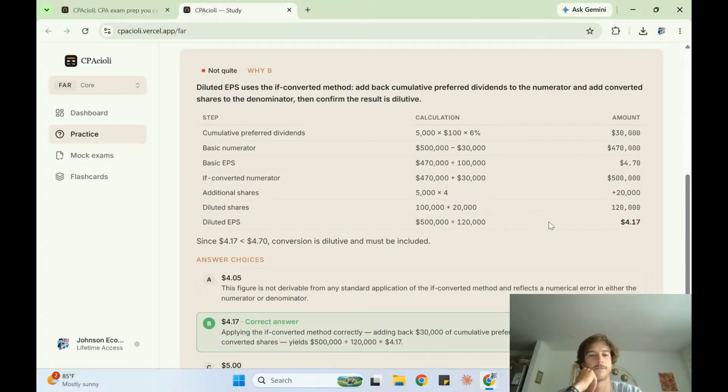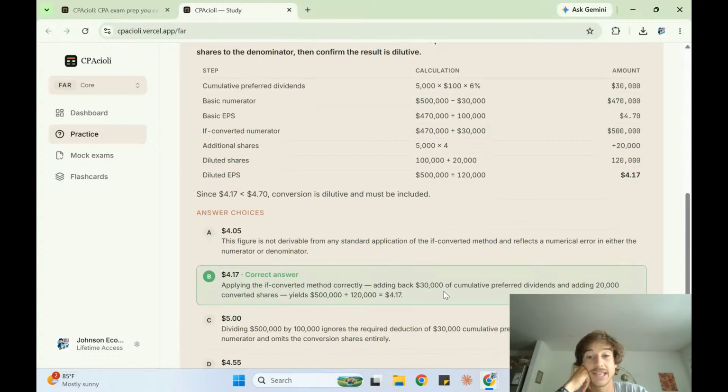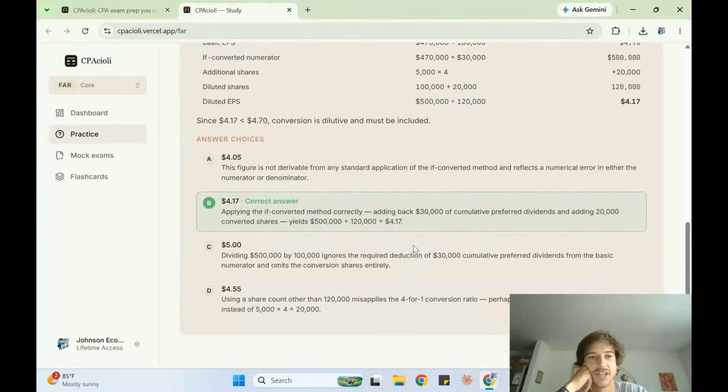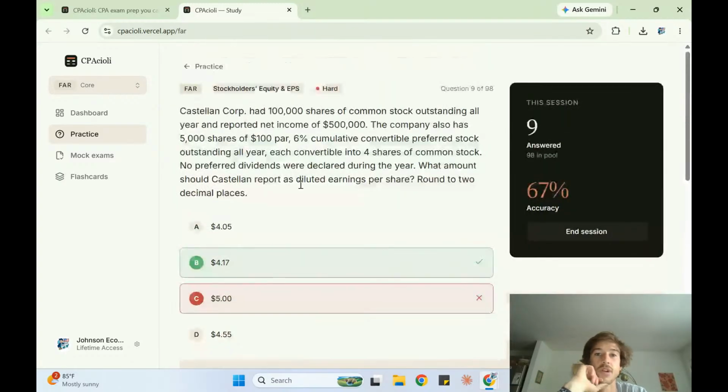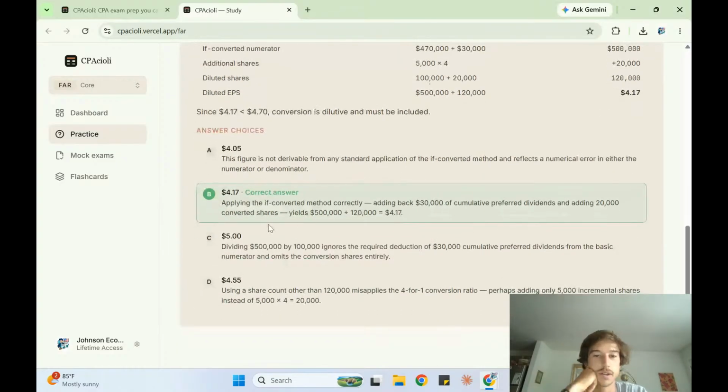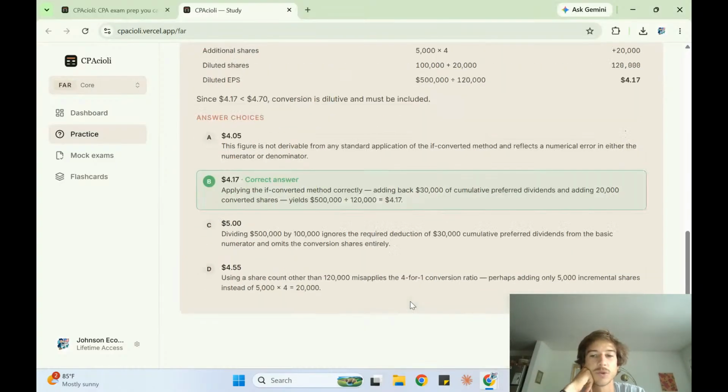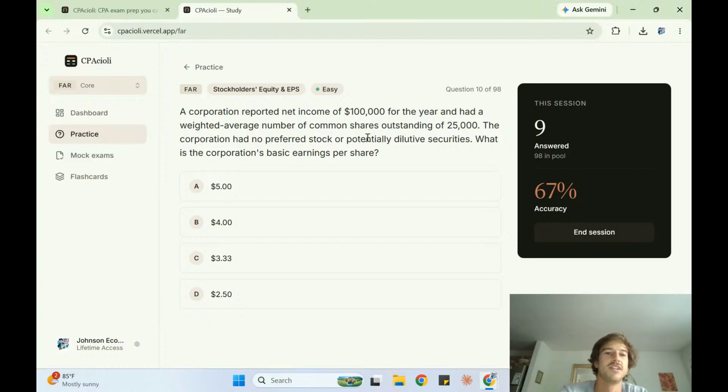Yeah, makes sense. Oh yeah, I like this description here. Simple, straight to the point. Add back $30,000 of cumulative preferred dividends and then you also add to the denominator 20,000 of converted shares. So it was 5,000 shares times the 4 shares of common stock. And then you divide those and get the answer. Cool. Good to know.